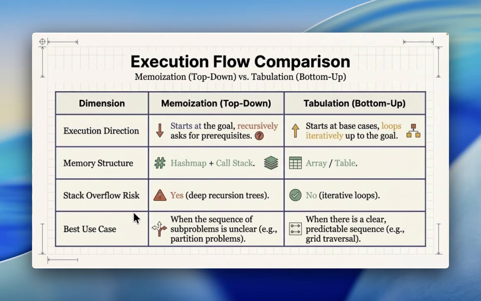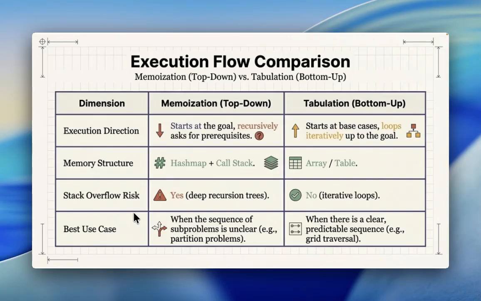Now let's see what is the difference between memoization and tabulation. Basically, memoization is top-down, tabulation is bottom-up, and there are dimensions around this, called the execution direction. In a memoization approach, you start at the goal and recursively ask for prerequisites, whereas in tabulation, you start at the base case and loop iteratively up to the goal. The memory structure is a hash map with the call stack. Here in tabulation, you have an array and a table. Stack overflow risk is high in memoization because you are doing a deep recursion tree. In tabulation, it's no because you are doing an iterative loop.